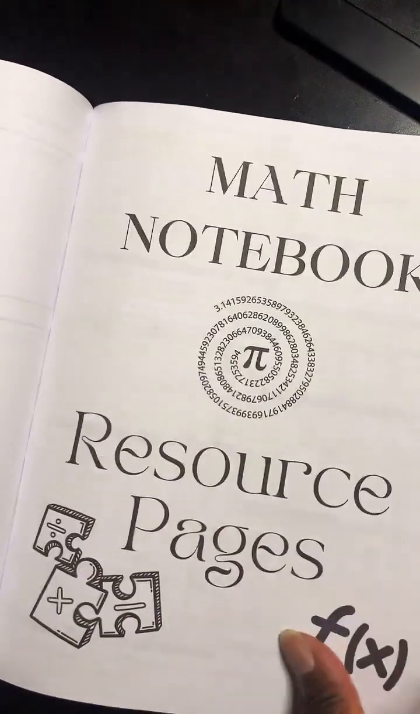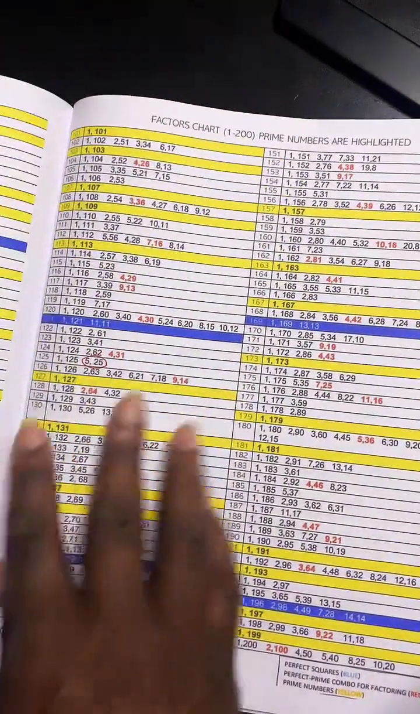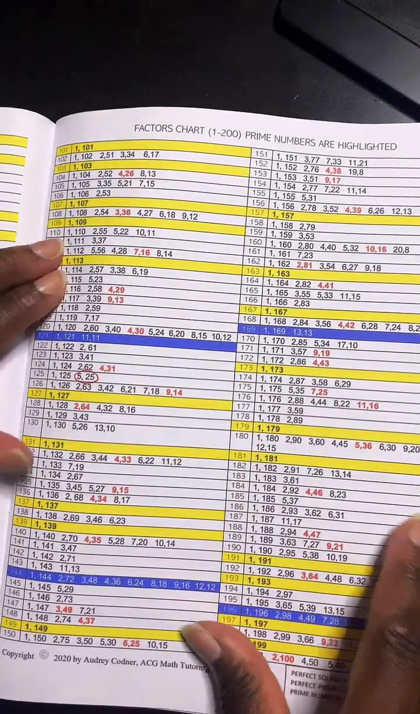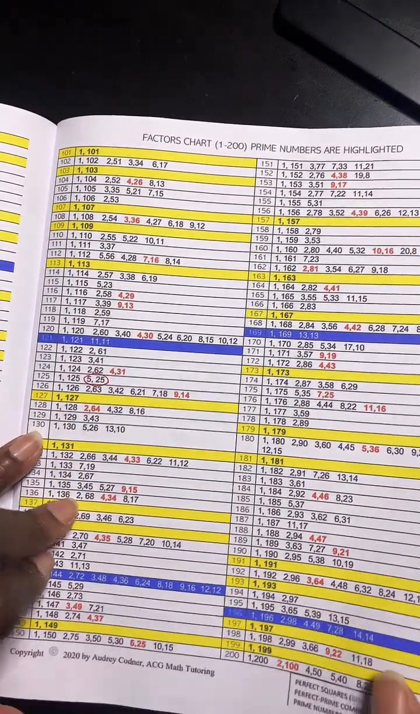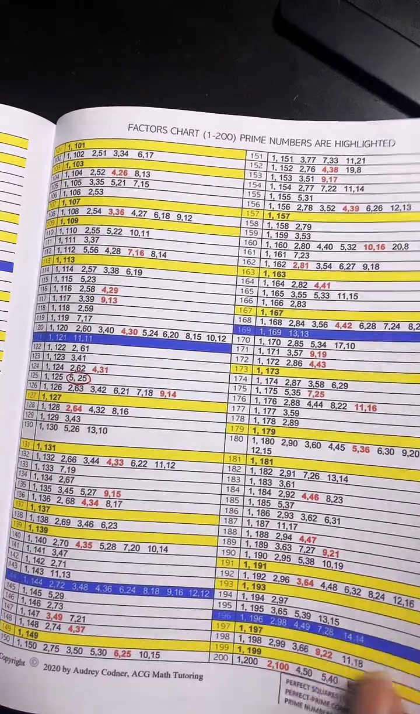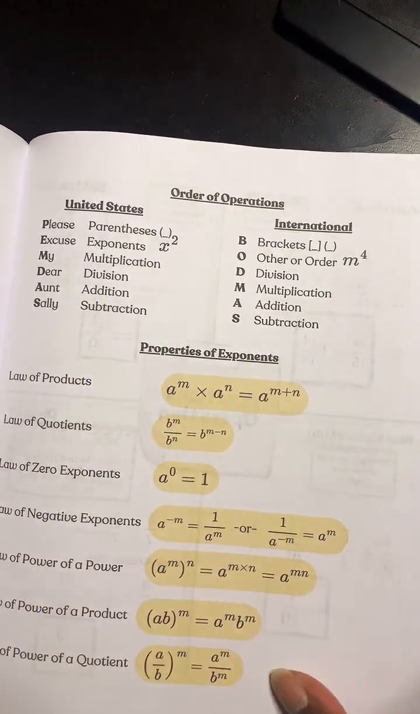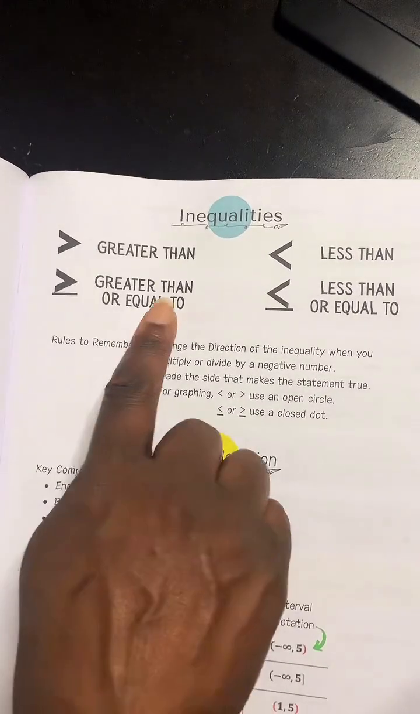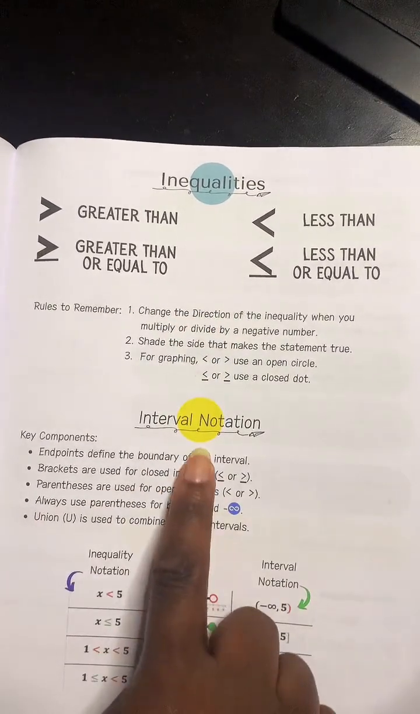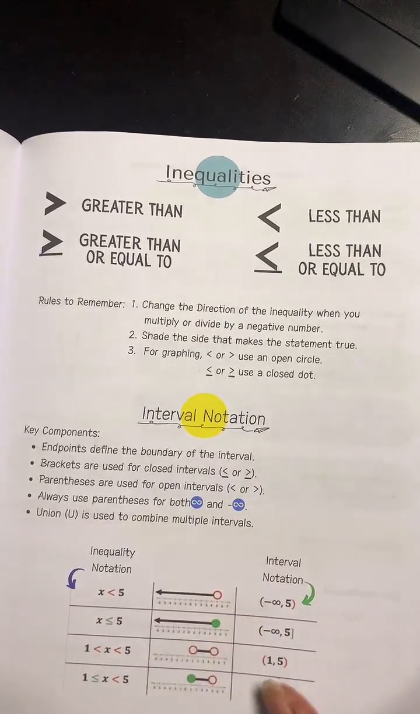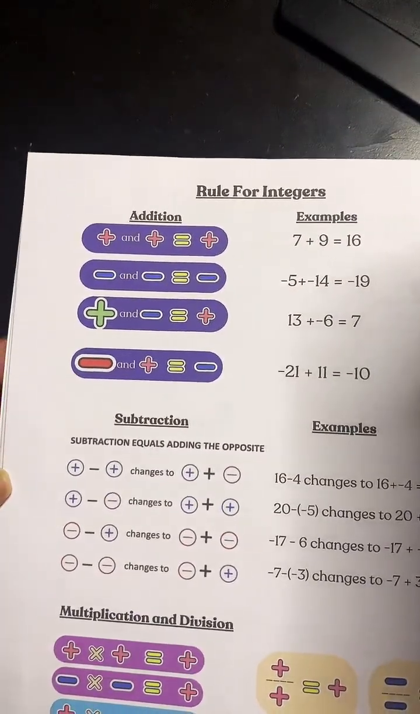Besides the 100 pages of these that we have, you also have resource pages. If you're not strong with your multiplication, we have this factors chart to help you when you're factoring, when you're trying to break down radicals. Also have some other references like your squares and your cubes. Then we made mention of order of operations, properties of exponents, linear and quadratic. We made reference to our inequalities and our interval notation, as well as your rules of integers.